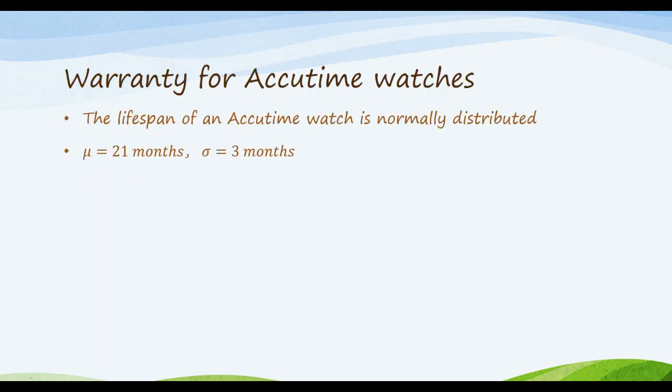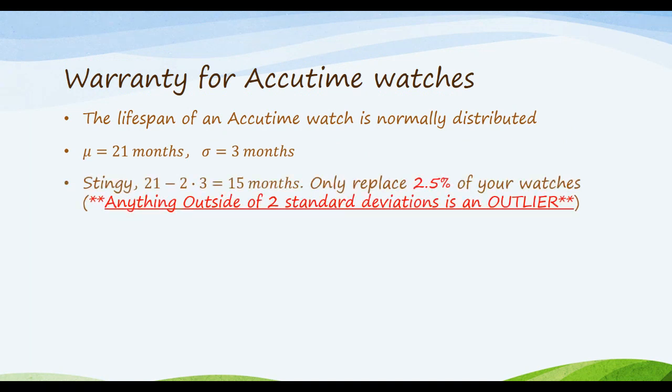So if we're looking at the numbers that we've already worked with, notice how the whole warranty concept is they're being pretty stingy, because if you go two standard deviations, that's 15 months. So then that means you only replace 2.5% of the watches. Also notice here, anything outside of two standard deviations, we consider an outlier, because that word outlier, that'll come up also in your assignment.